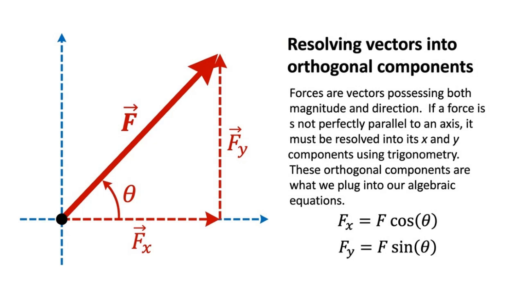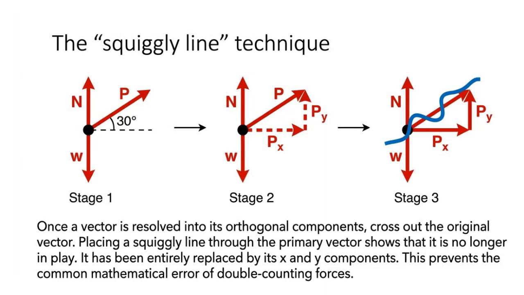Specifically, the horizontal component is found by multiplying the force by the cosine of the angle it makes with the horizontal axis, and the vertical component is found by multiplying the force by the sine of that angle. These components are then what we use in our algebraic equations to analyze the system. Now let's look at the squiggly line technique.